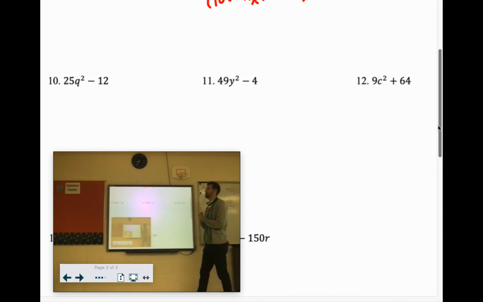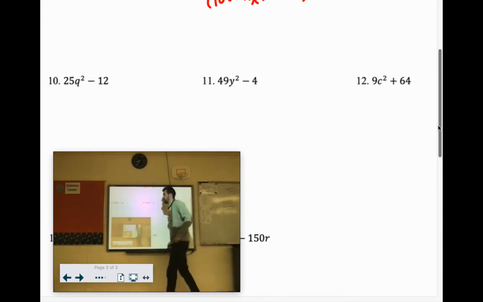25q squared minus 12. Do they have anything in common? No. Is 25q squared a perfect square? Yeah, it's 5q. Is 12 a perfect square? No, it's not. So this is not factorable.